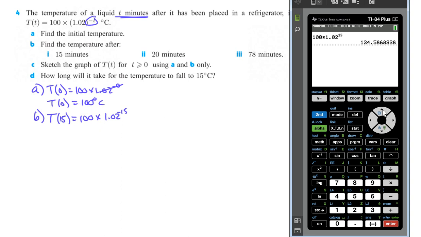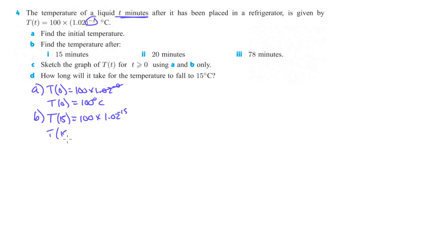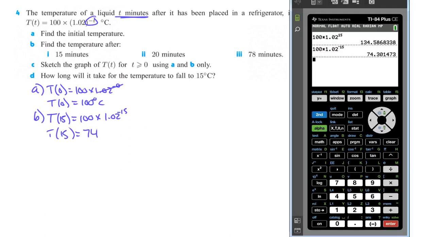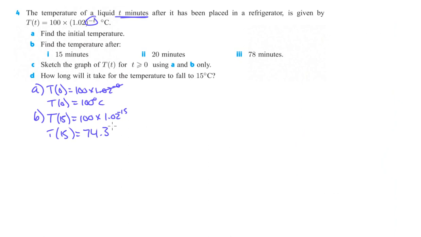So here's what we can do. We can arrow up and highlight that and push enter, and it will give you that equation back, so now you can edit it. I want to do negative 15 instead of positive 15. And now we push enter. There we go. Now it's down to 74.3 degrees. The temperature at 15 is 74.3 degrees Celsius. Okay? So this was part B.